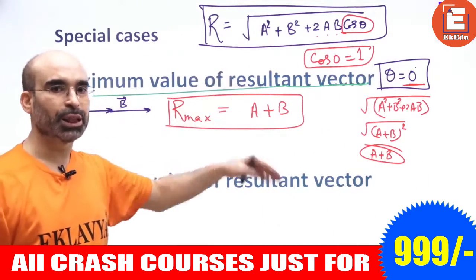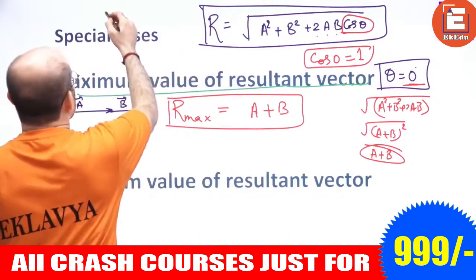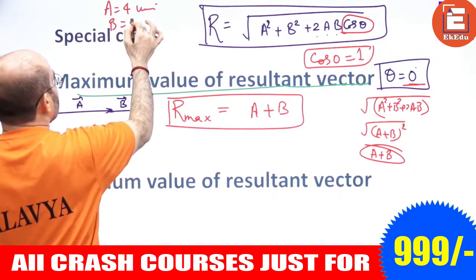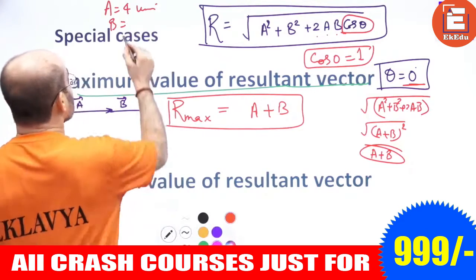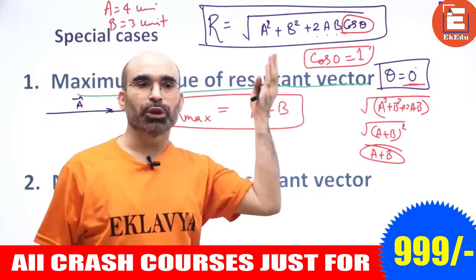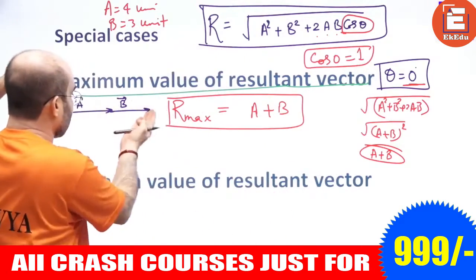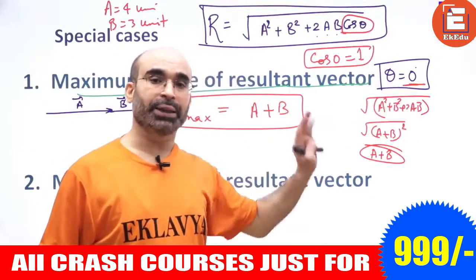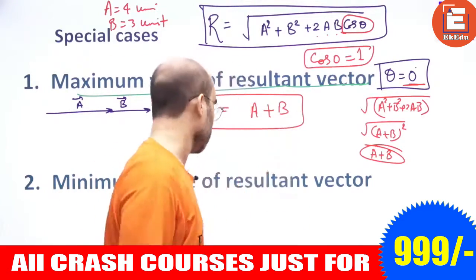That is how I told you that if you have A equals 4 units and B equals 3 units, then the maximum value would be 4 plus 3 equals 7. Simple. If they are acting along the same direction, the angle between them is 0, and in that scenario the value of the resultant vector will be maximum.